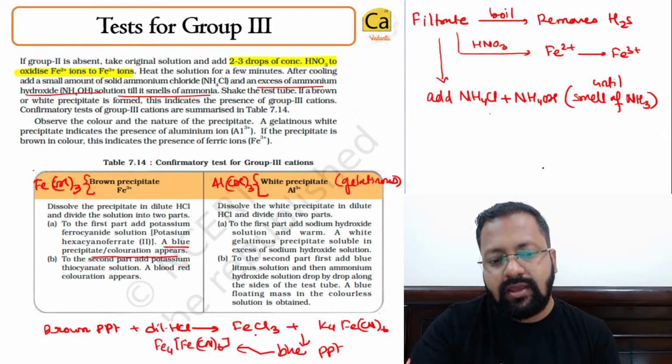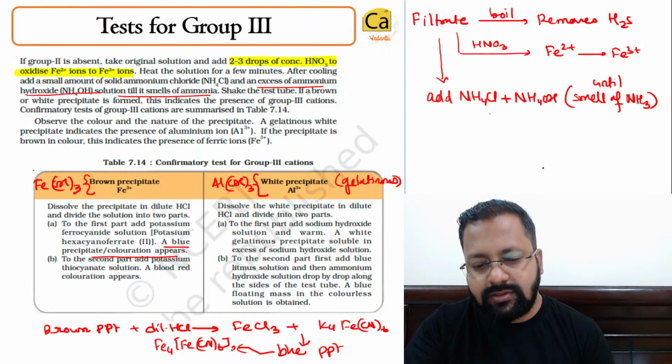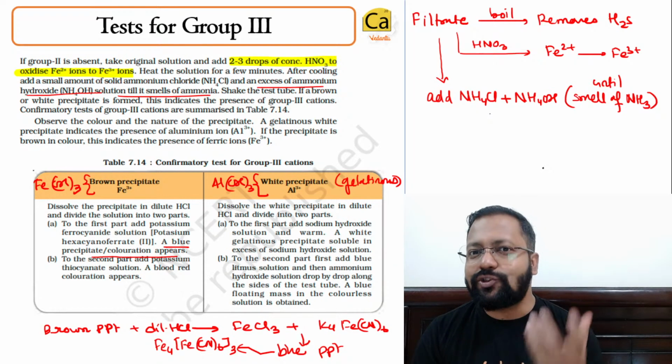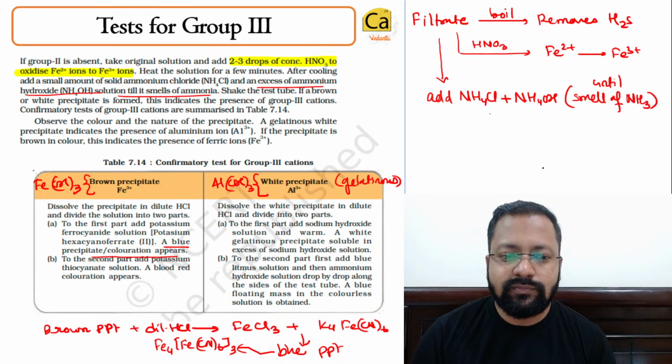Fe4[Fe(CN)6]3. All thrice. We get this as the precipitate. Intense blue precipitate मिलता है. Okay.